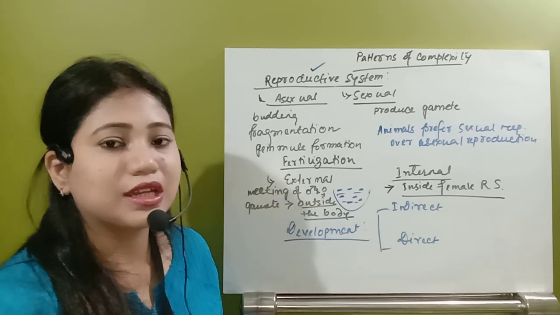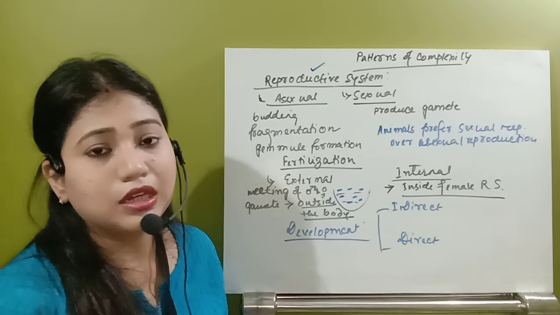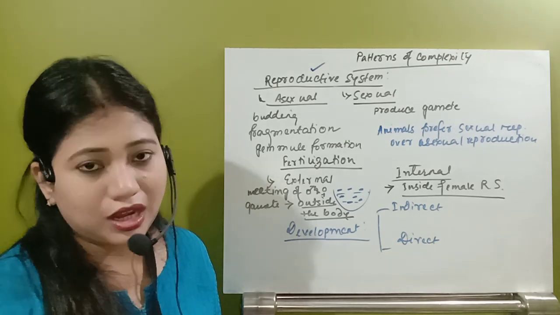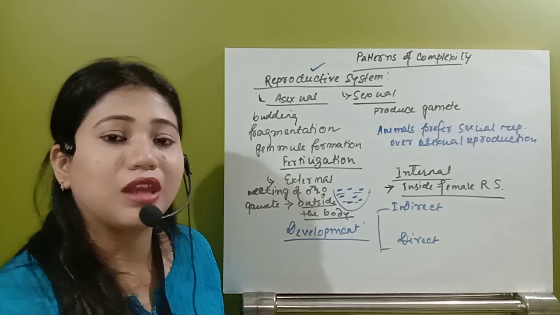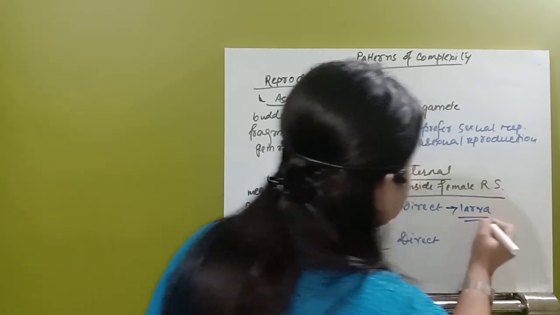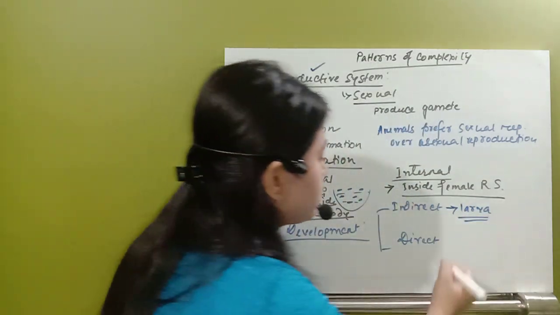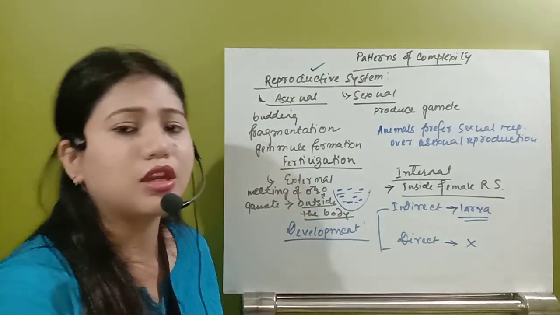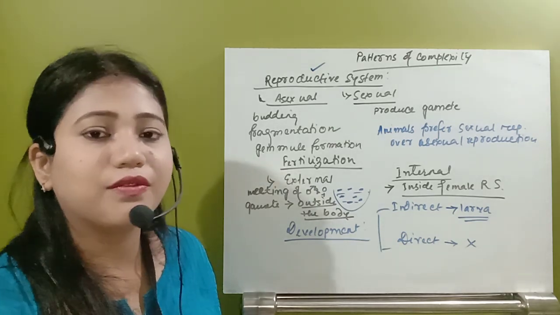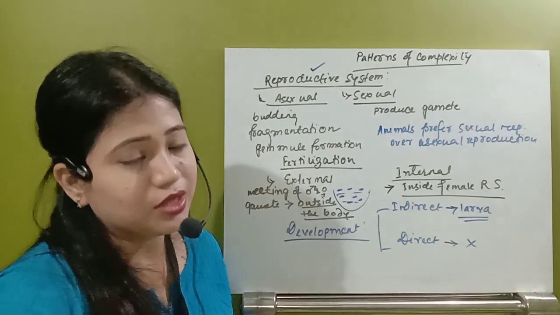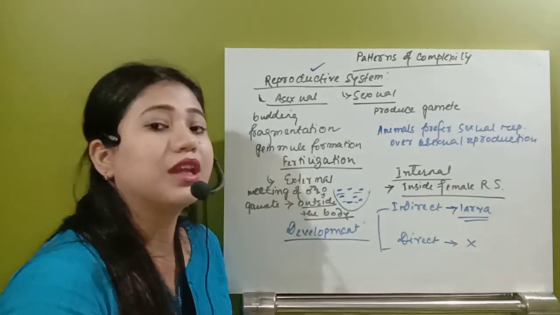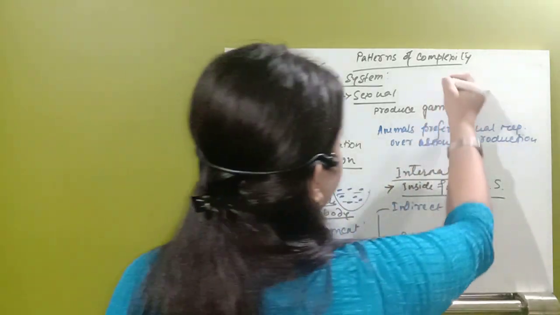Suppose you can take the simple example of a frog. In case of frog, what happens? Frog is the adult one, but their larva is a tadpole. Similarly, a lot of organisms show larval stages. So those organisms which have the larva are going to have indirect development, and those organisms which do not have the larva, the offspring exactly look like their parents. Like in case of human, the babies look exactly like their parents. That type of development is known as direct development, which does not have larva.